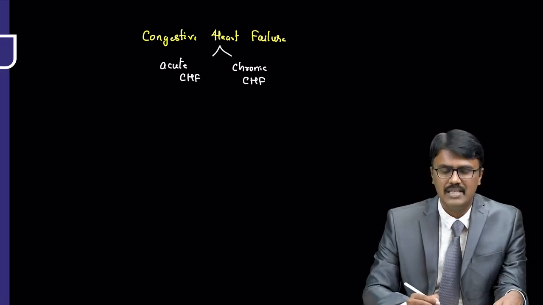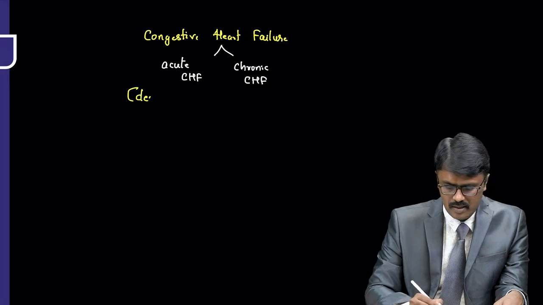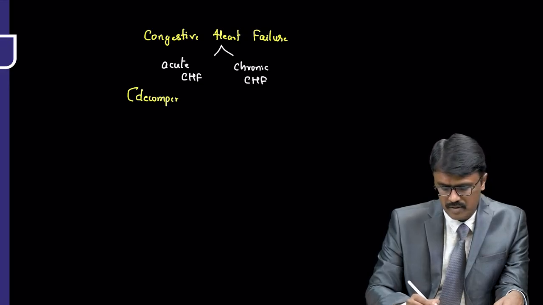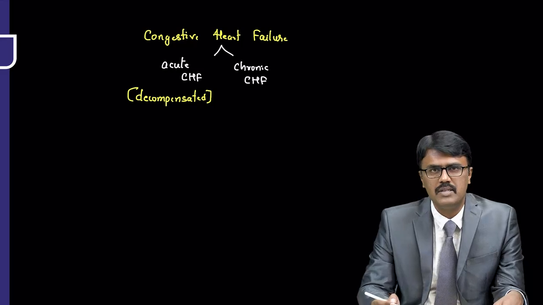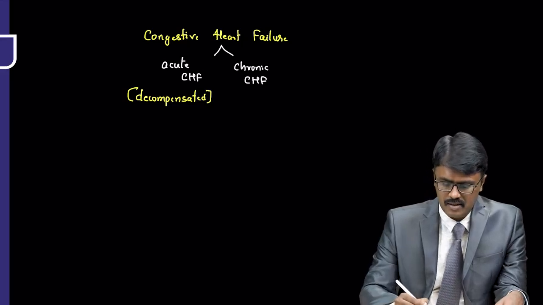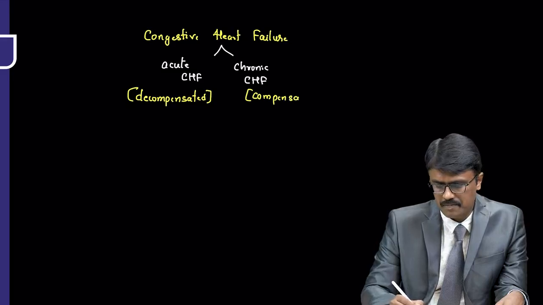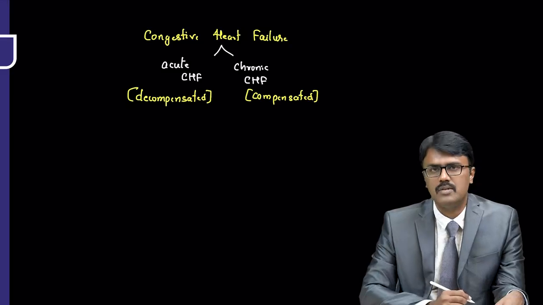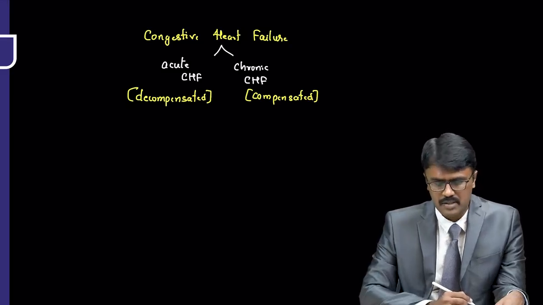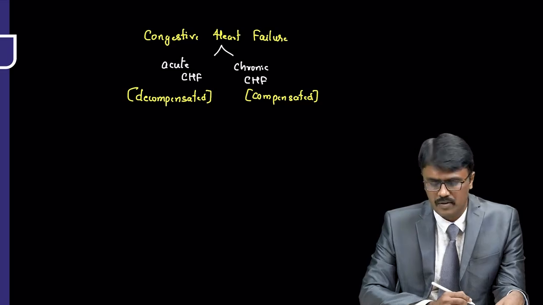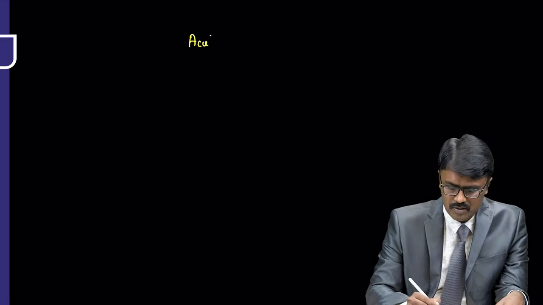Now, acute CHF is also called decompensated heart failure. The meaning of decompensated is that it has not compensated and you have to manage it immediately. Chronic is also called compensated heart failure. So, these are the two things. Now, let us first understand what the drugs used in acute CHF are and then come to chronic CHF. So let us understand the management of acute CHF.